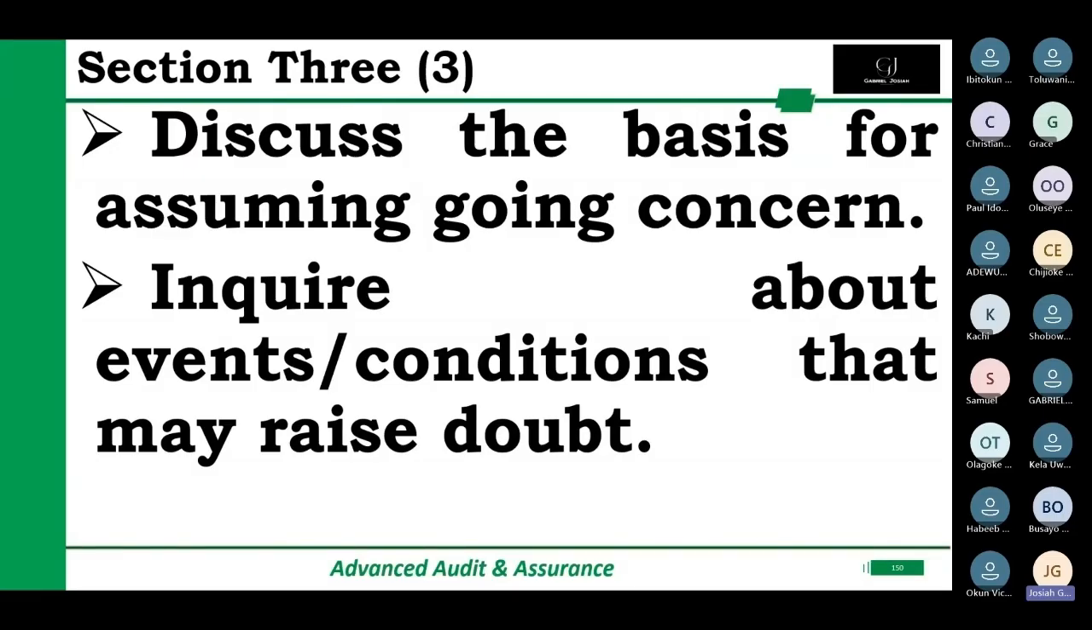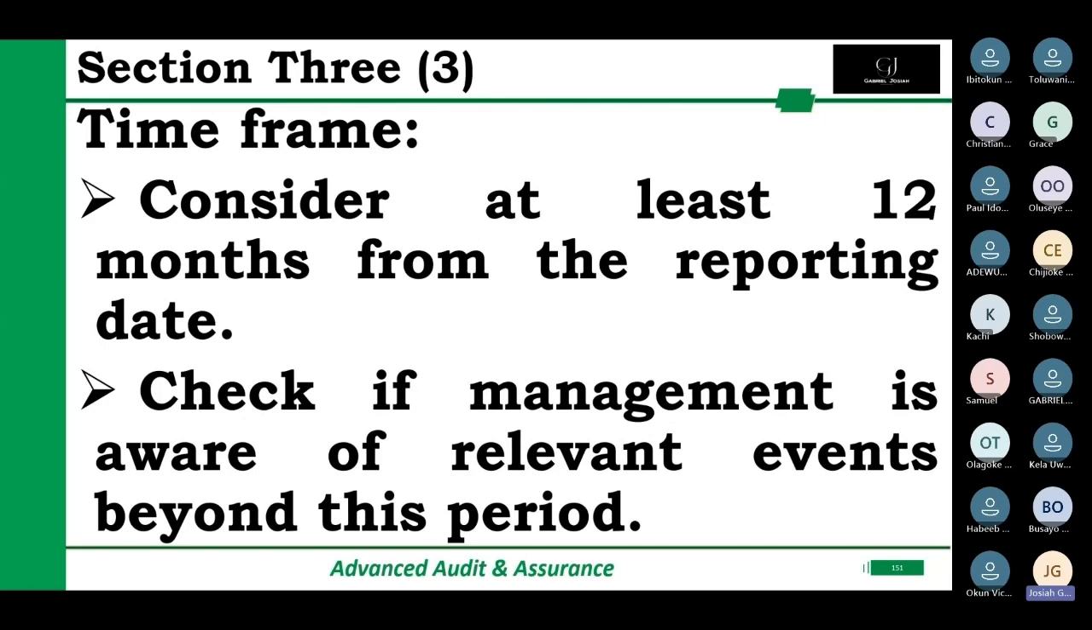He also needs to inquire about events and conditions that may raise doubt based on the figures, based on conditions of the company, based on results, based on activities he has seen in the company's FS, and bring them to the fore. So the time frame for this is he needs to consider at least 12 months from the reporting date if the company will continue. The time frame also speaks to checking if management is aware of relevant events beyond this period that could affect the going concern status of the business.